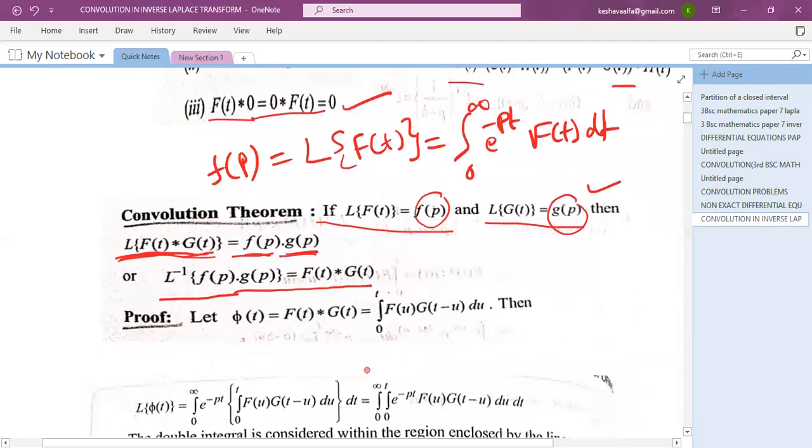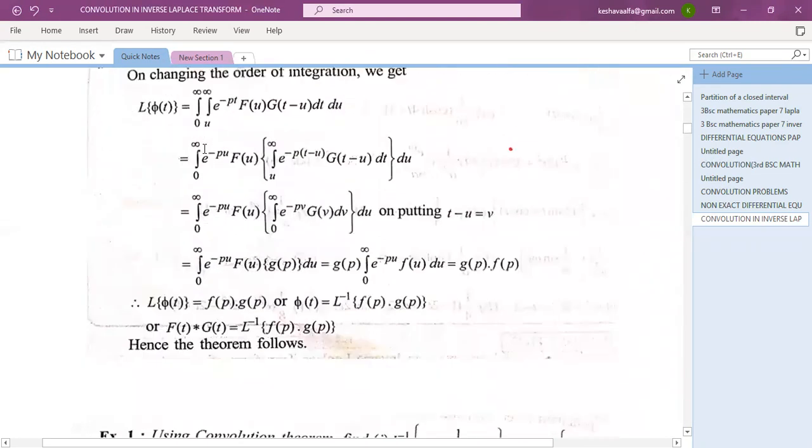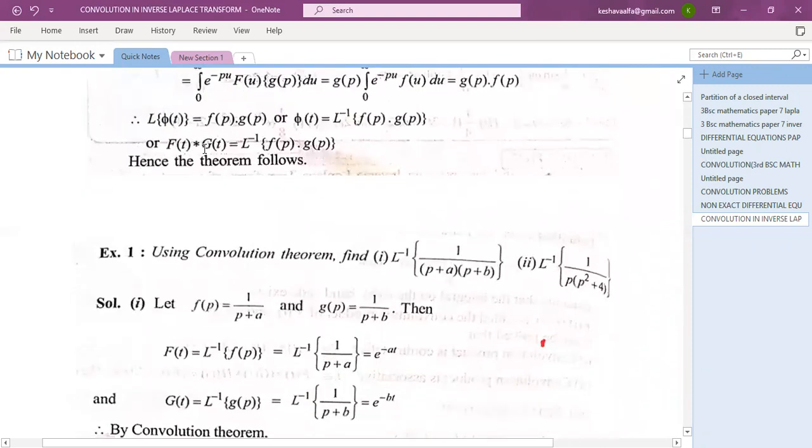This theorem is easily proved using the standard definition of convolution, and also the Laplace transform definition, that is, the Laplace transform of f of t is equal to the integral from 0 to infinity of e power minus pt phi of t. So phi of t can be taken as a product of two functions. So simply it is very easy to prove the convolution theorem. So we are going directly to the applications of the convolution theorem, that is, using the convolution theorem, find L inverse of 1 by p plus a into p plus b.